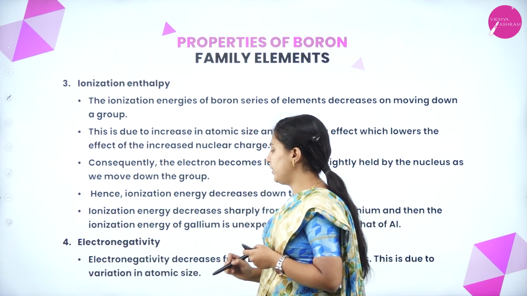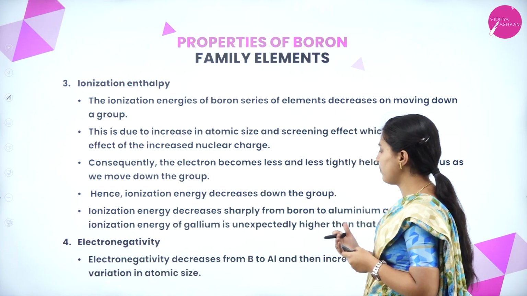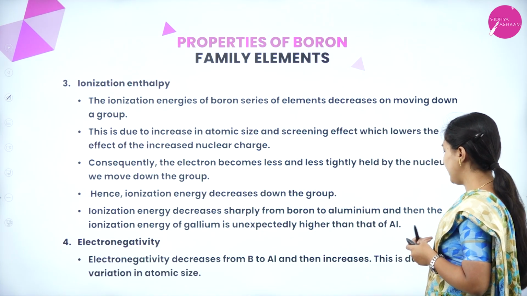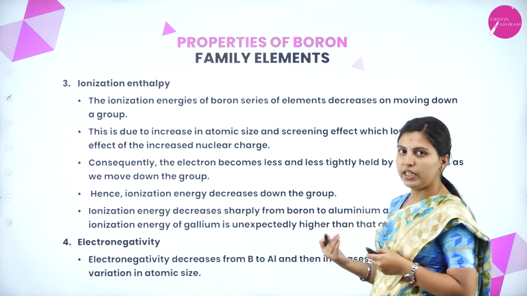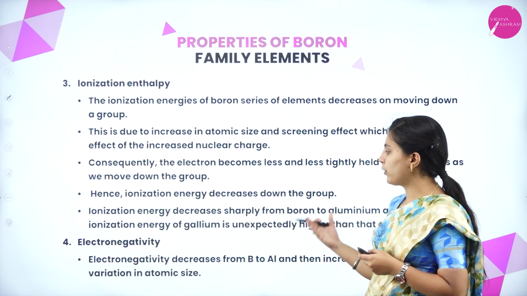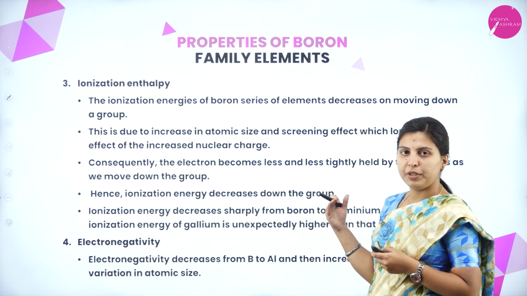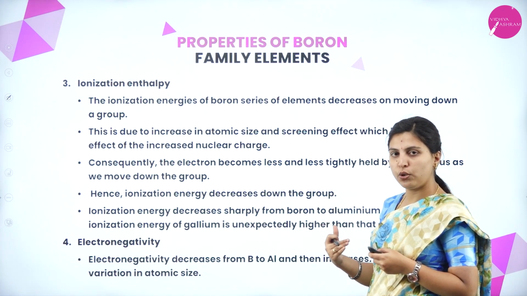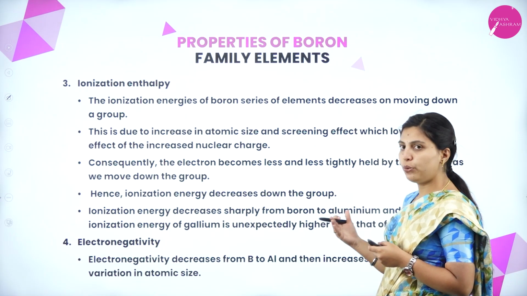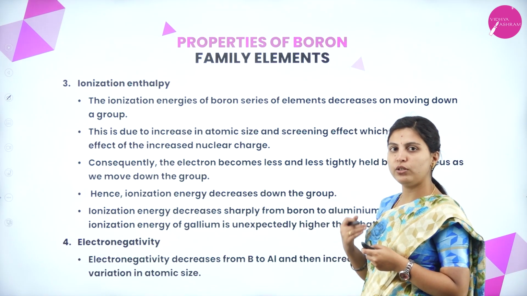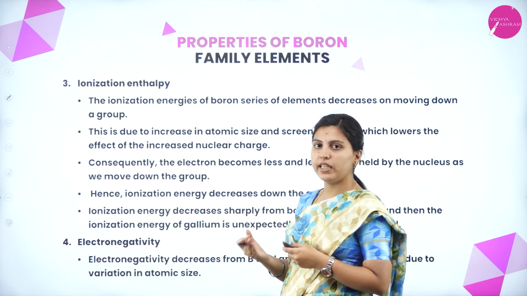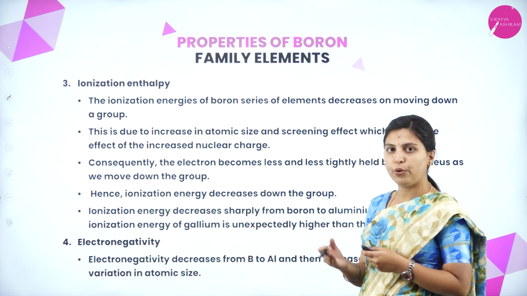Next, electronegativity. Electronegativity decreases from boron to aluminium and then increases. This is due to the variation in atomic size. Electronegativity decreases because atomic size increases down the group from boron to aluminium, but due to variation in atomic size it also changes a little bit. These are the periodic trends of the boron family.